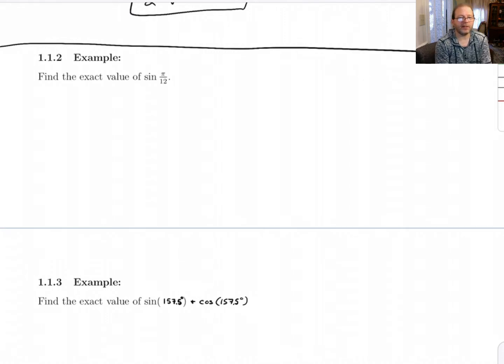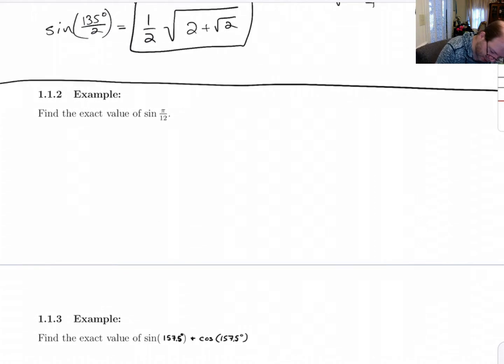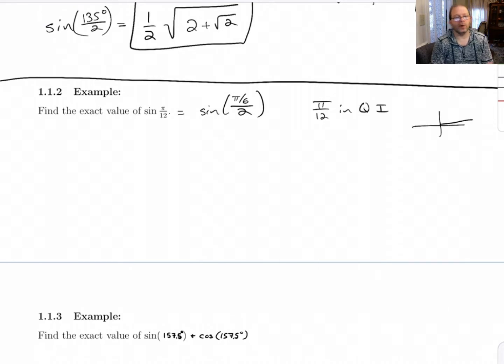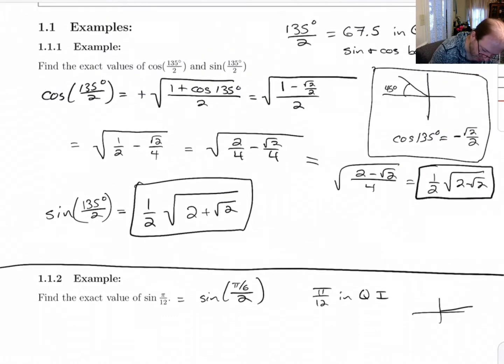All right, find the exact value of sine pi over 12. Well, sine pi over 12, we know that just happens to be sine of pi over 6 over 2. And we know that pi over 12 is in quadrant 1, like that. So we can do this one pretty quickly.